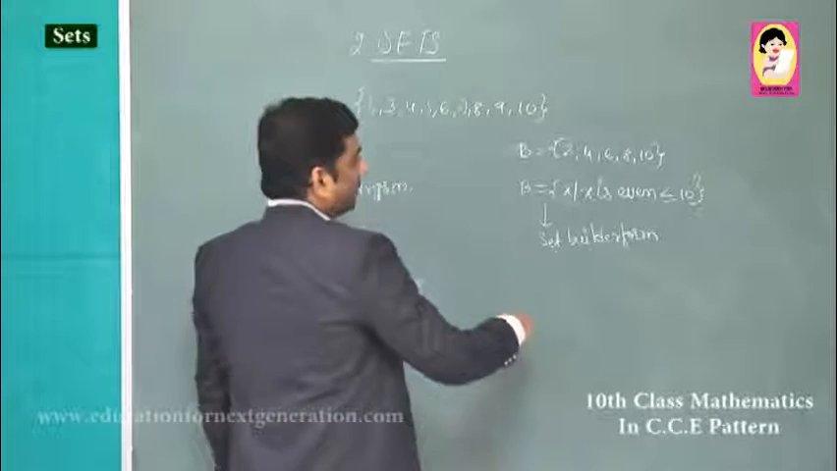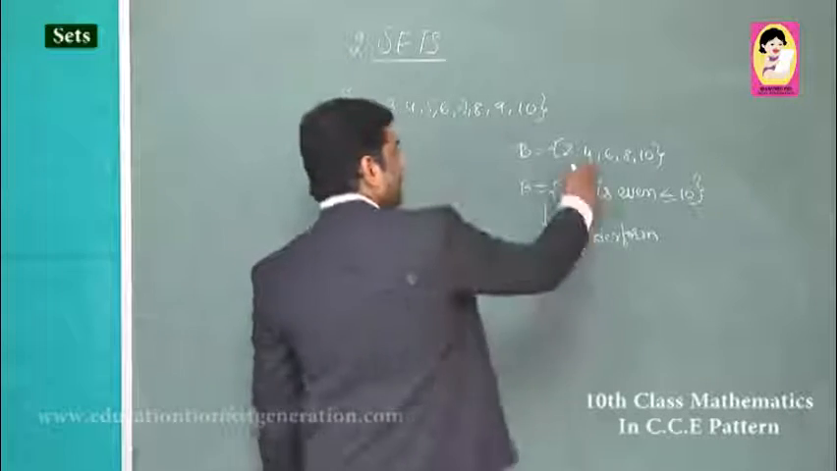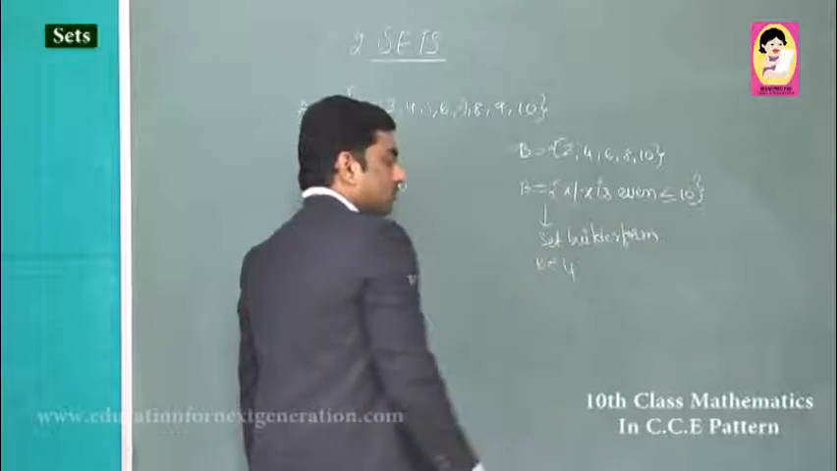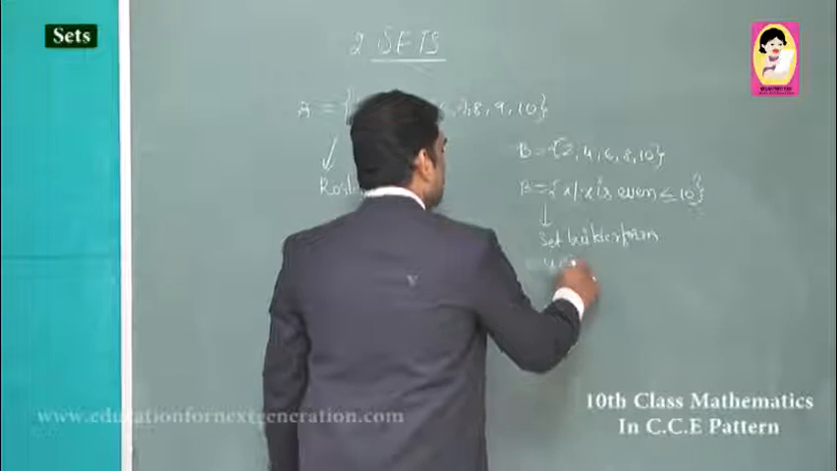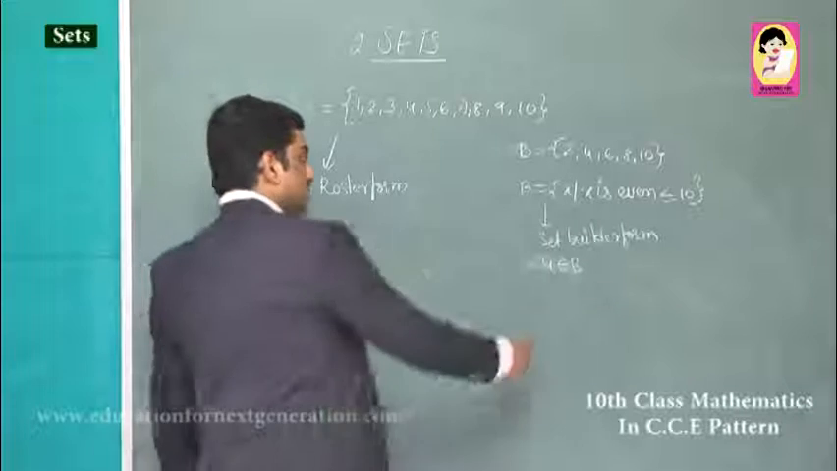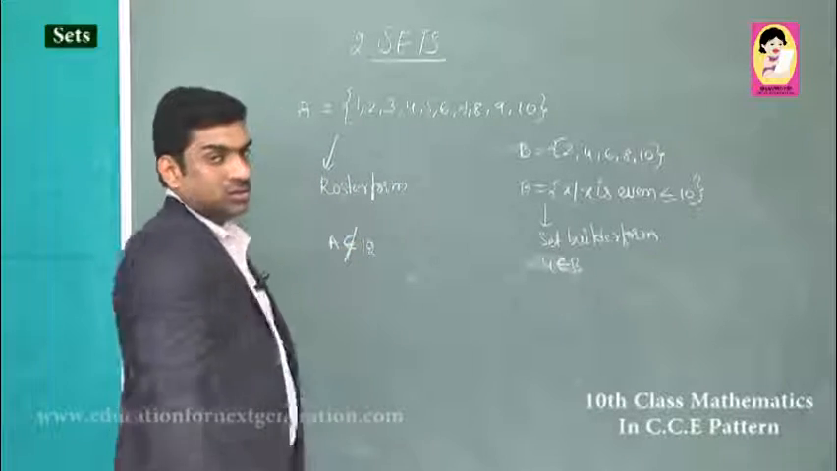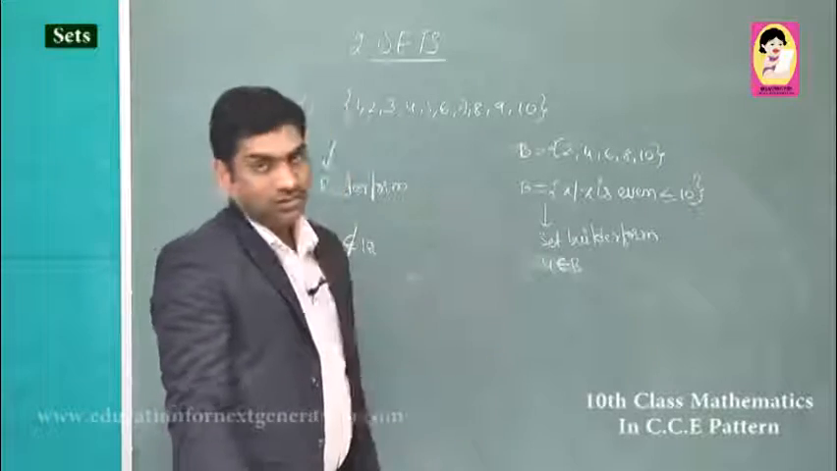And somebody asks me to check whether 4 is there in the set B or not. I checked, 4 is there. But how do I write it? 4 belongs to B. So this symbol is called belongs. This is called not belongs. This presentation is called roster form. This type of presentation is called set builder form.